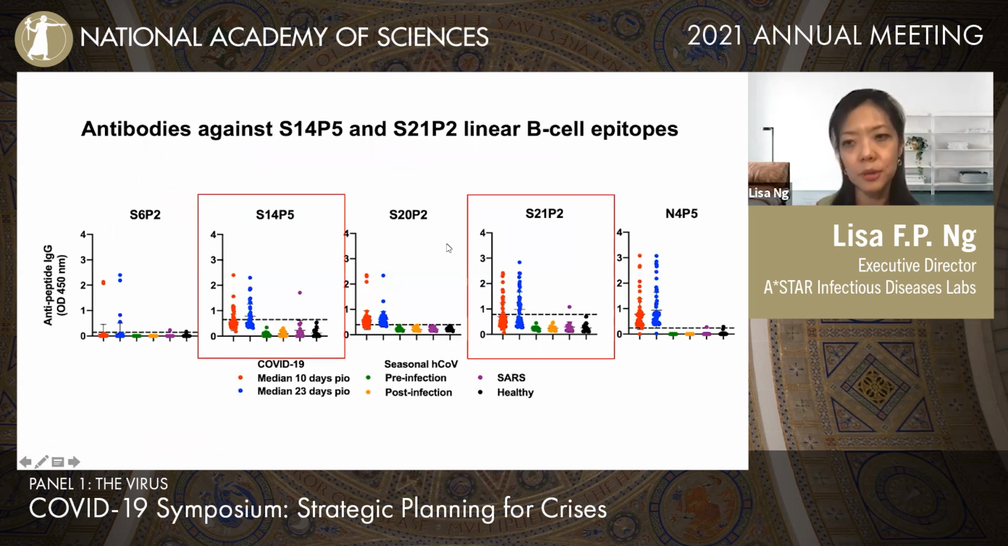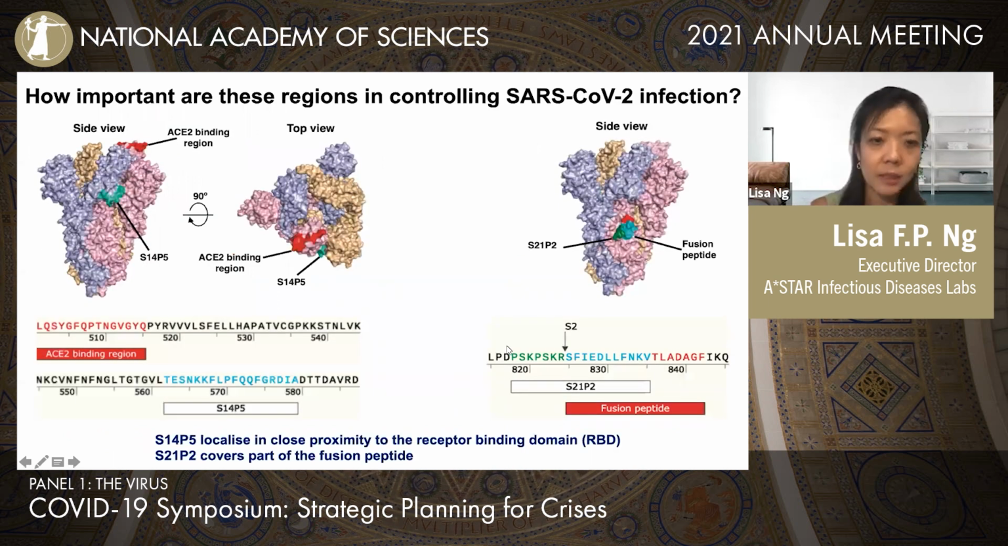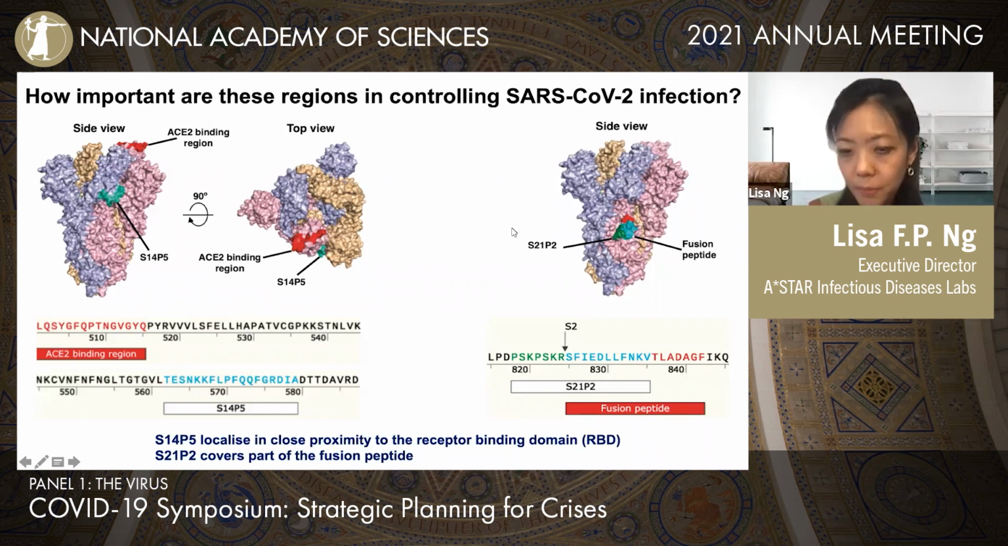So going back to the point of antibodies against the specific epitopes, there were two. One of them was called the S14P5 and the other the S21P2 that stood out. Why so? It is because of where they were located. Now the S14, as you could see, is located very near the ACE2 binding region, while the S21 was located very near to the fusion peptide.